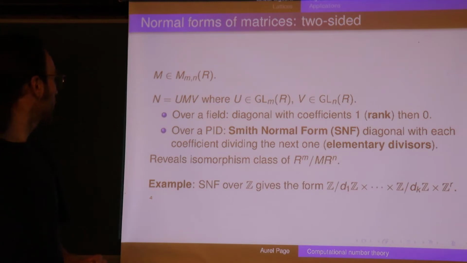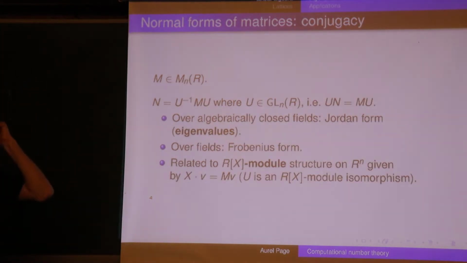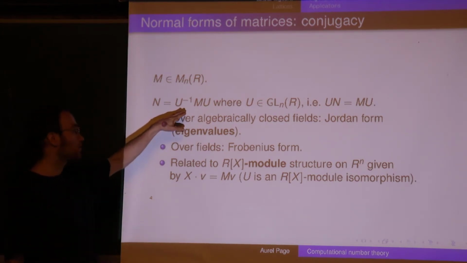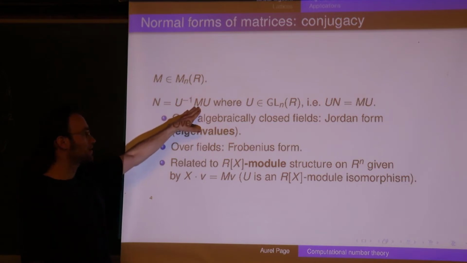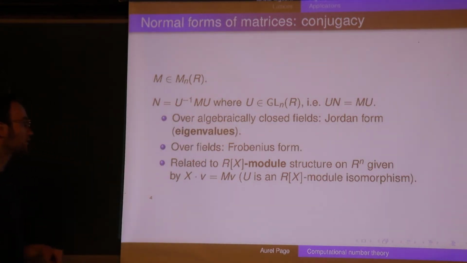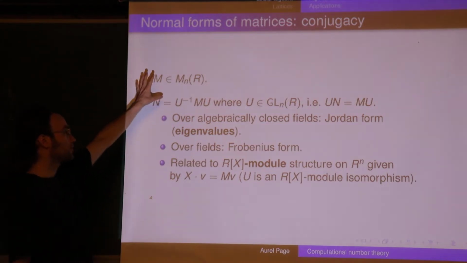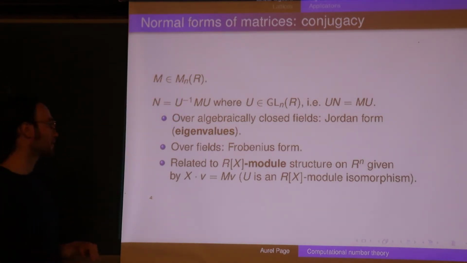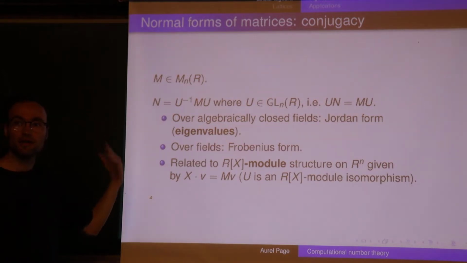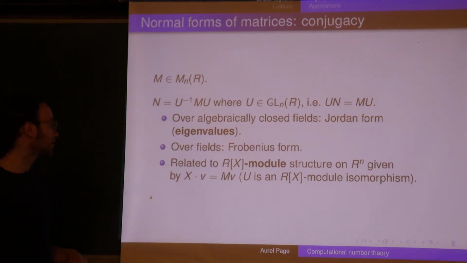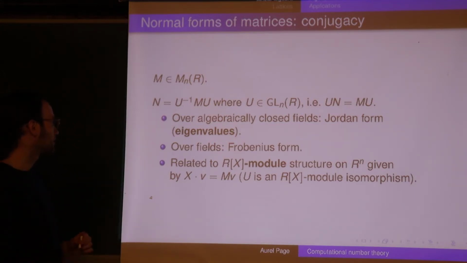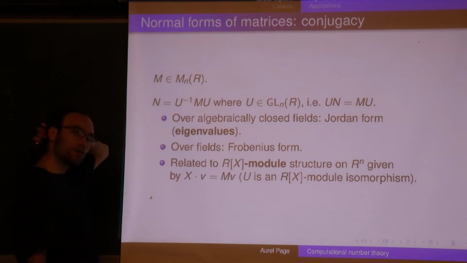Okay, third kind of normal forms that you could be interested in, normal forms up to conjugacy. So now you're allowed to conjugate your matrix by an arbitrary invertible one. And already this is, you really need a very special ring R to be able to have a normal form for things like this. It can be quite hard to even decide if two matrices are conjugate over arbitrary R. Even over Z, it's not so easy. So mostly we'll look at fields in this case.